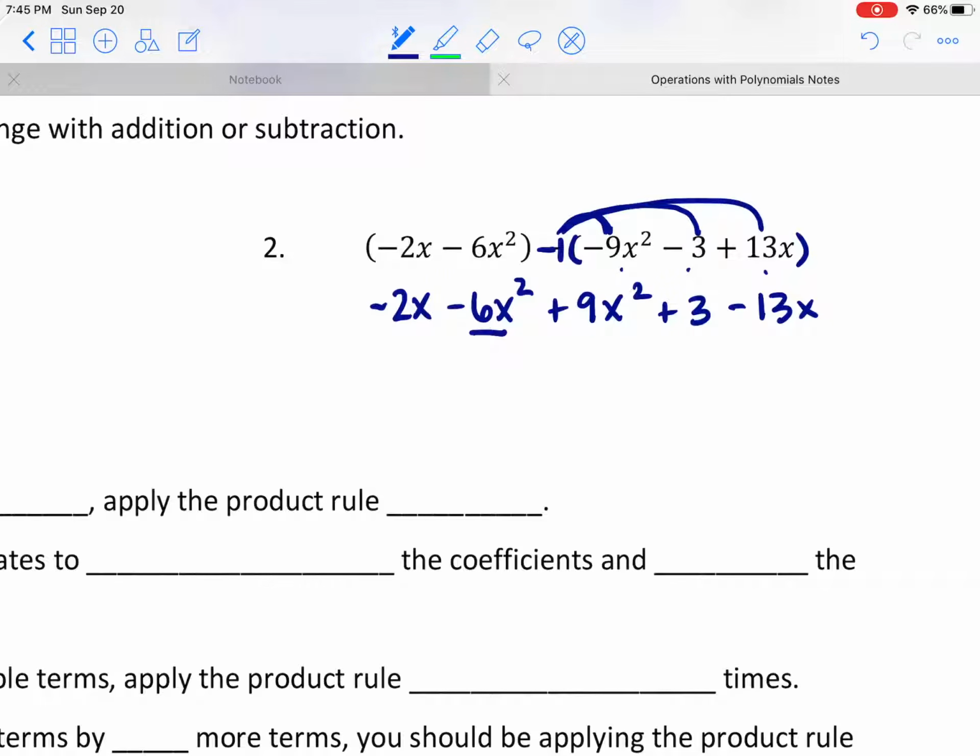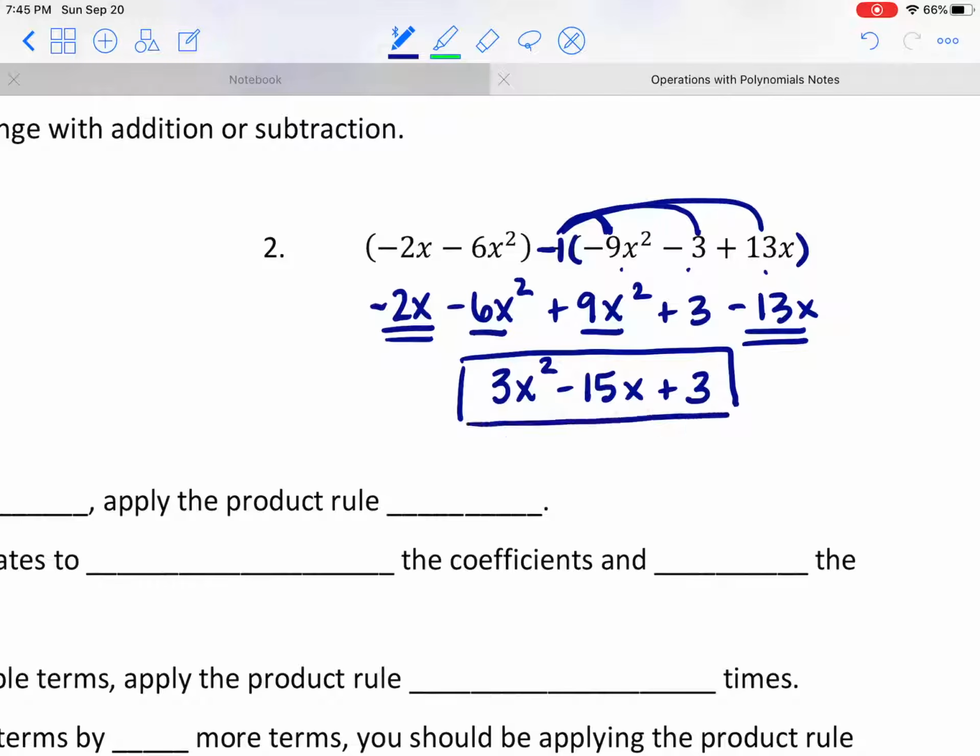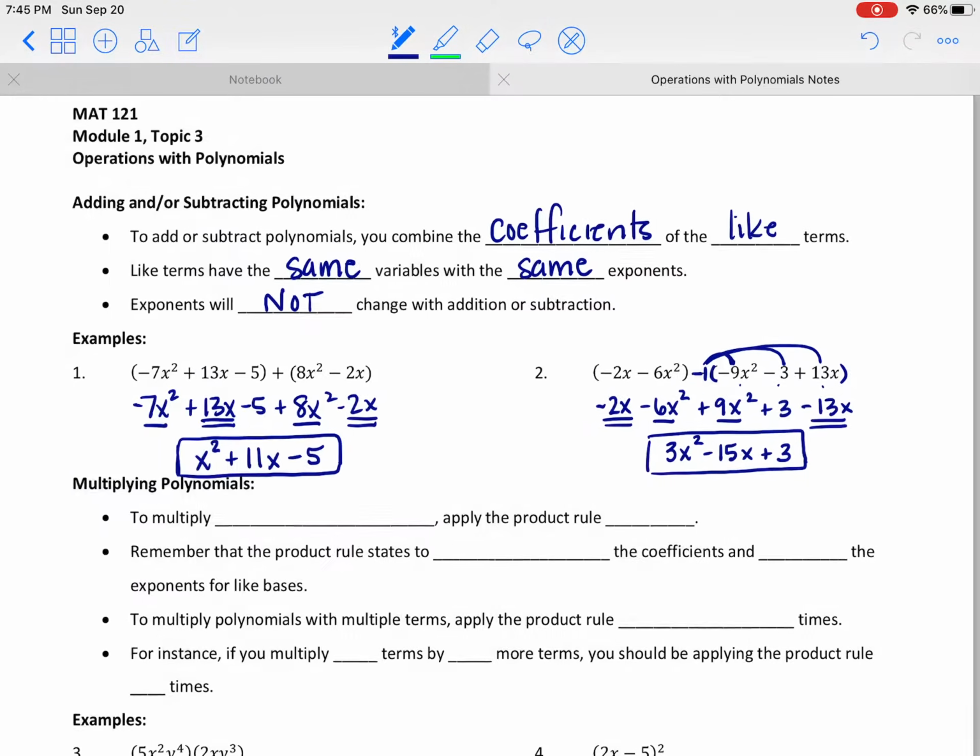Okay? So now that the parentheses are gone, we're ready to combine our like terms. And again, let's start with our highest degrees so that we can get this in descending order. So negative 6x squared and positive 9x squared. When I combine those coefficients, negative 6 and positive 9 makes a positive 3 in front of our x squared. And now I can combine the negative 2x and the negative 13x. So a negative 2 minus 13 is going to be negative 15 in front of our x. And then I have a positive 3 and no other constants to combine with it. So I'm going to bring that positive 3 down, and that is my quadratic trinomial result.